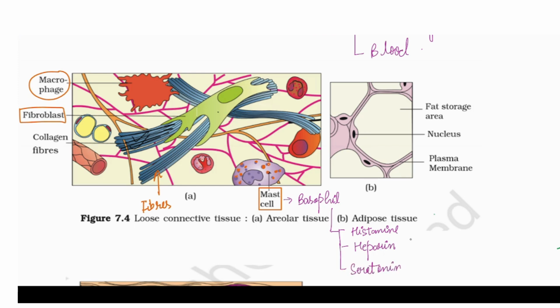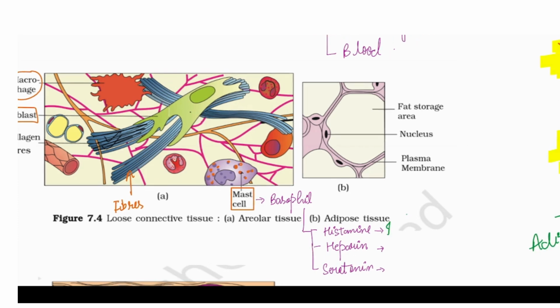So what is the function of the histamine, heparin and the serotonin here? Let us see that also. Histamine is actually an inflammatory substance. At the time of an allergic reaction it will be secreted, so it is inflammatory, when it is secreted at allergic reactions. And what about the heparin? Heparin is the anticoagulant.